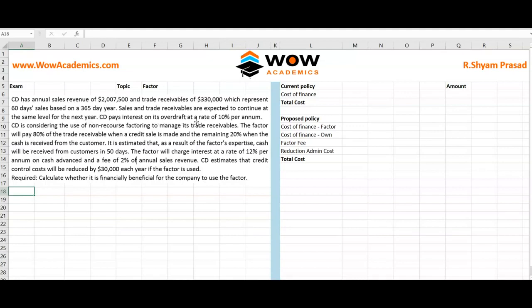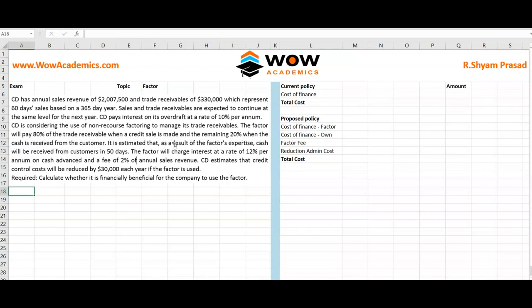CD pays interest on its overdraft at a rate of 10% per annum. So that is the overdraft rate. CD is considering the use of non-recourse factoring. So what is non-recourse factoring? If the trade receivables have been sold, the company will not receive the trade receivables. It is the headache of the factoring company. The factor will pay 80% of the trade receivable when a credit sale is made, and the remaining 20% when the cash is received from the customer.